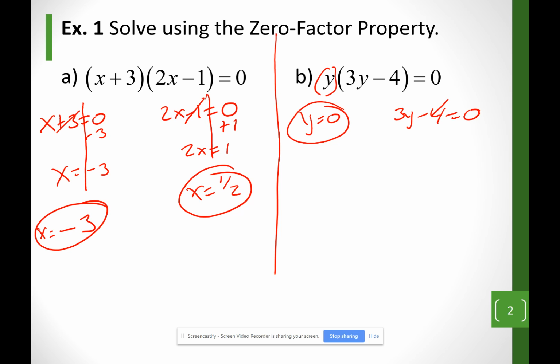The second equation, my minus 4, I'm going to move it as a plus 4 on the other side. So I get that 3y is equal to 4. To get the y by itself, divide both sides by 3. And I'm going to get y is equal to 4/3.